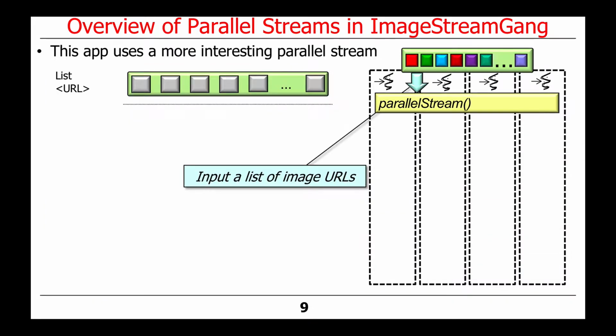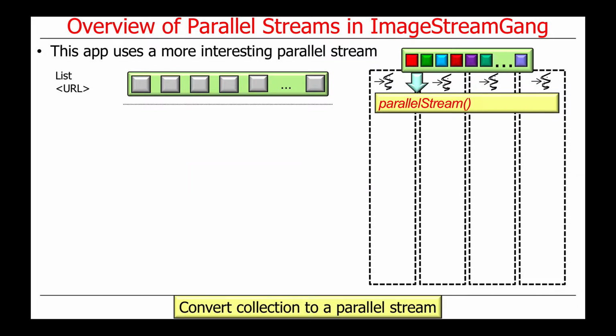Let's take a look at how to visualize the various steps involved here with the different phases or stages of the pipeline. So we start with a list of image URLs that comes in as just an array list, and then we go ahead and convert that to a parallel stream.